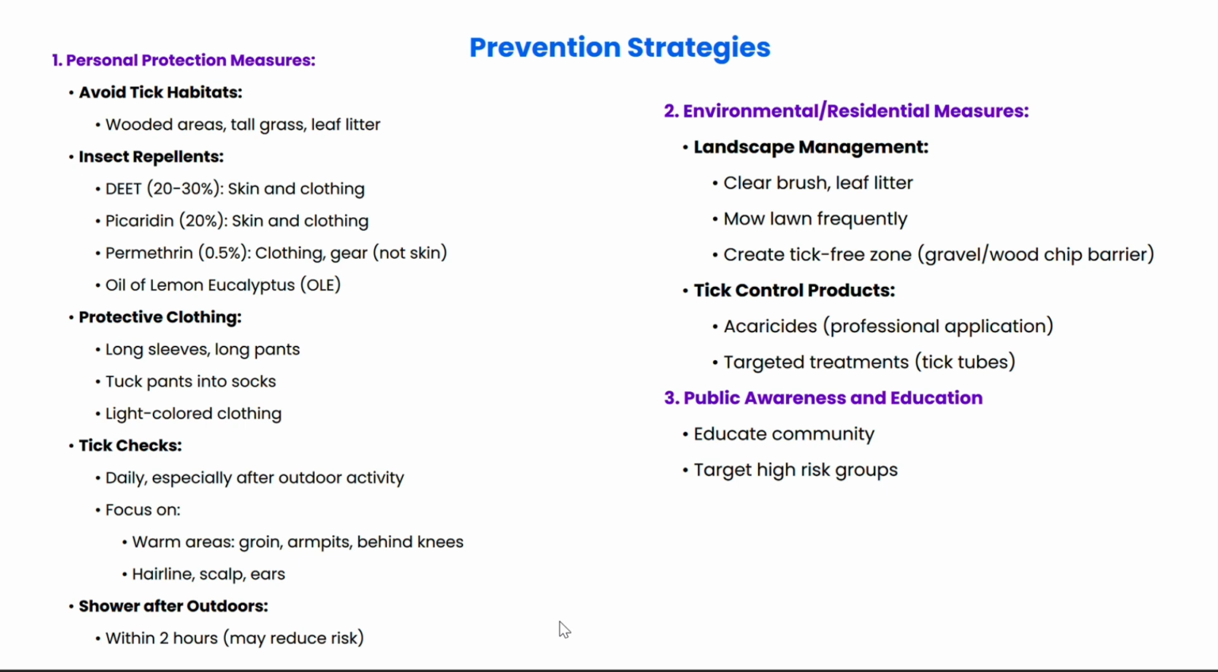Finally, public awareness and education are essential components of Lyme disease prevention. It's crucial to educate the community about the risk of Lyme disease, how to prevent tick bites, and the importance of early diagnosis and treatment. Educational efforts should be targeted towards high-risk groups such as outdoor workers, hikers, and residents of endemic areas.